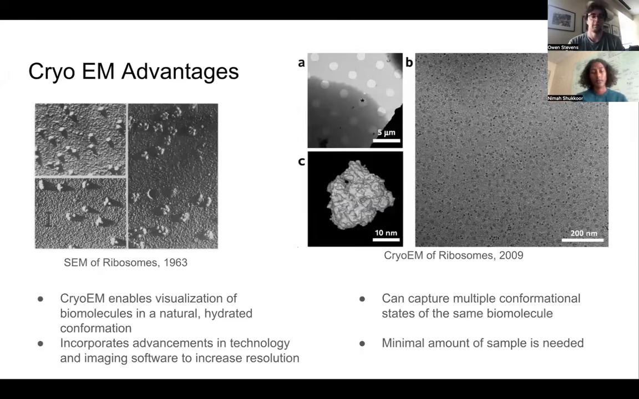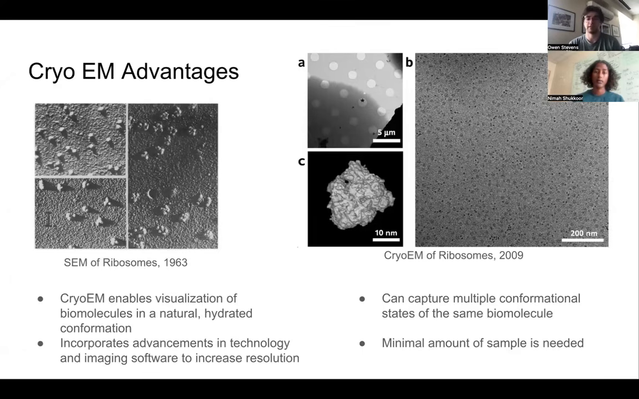So today I want to talk a bit about some of the advantages of cryo-electron microscopy. On the left, we see the scanning electron microscopy of ribosomes in 1963, when the technology was first becoming prevalent in modern science. And on the right, we can see the cryo-electron microscopy of ribosomes in 2009, when cryo-EM was really hitting the mainstream. Cryo-EM enables the visualization of biomolecules in a natural hydrated conformation and incorporates advancements in technology and imaging software to increase resolution. We can see a marked difference in these two photos.